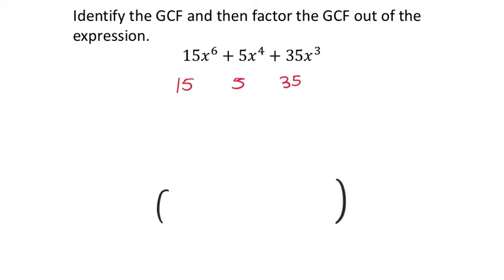So I'm going to factor out a 5 from each of these. Again, it'd be 15 divided by 5, which would be 3. That's my first term. The second term, 5 divided by 5. I'm going to show the one, but you wouldn't necessarily have to. We'll get to the x part of that. And then 35 divided by 5 is going to be positive 7.